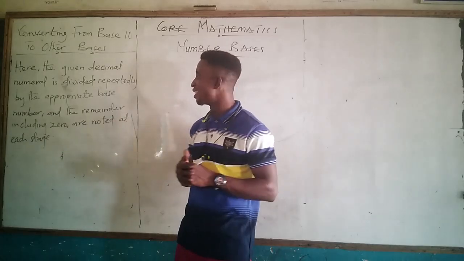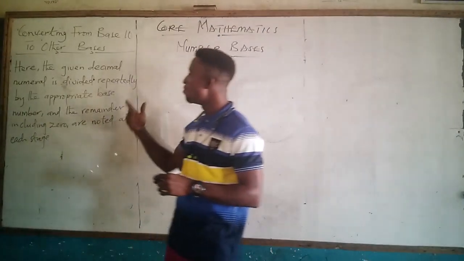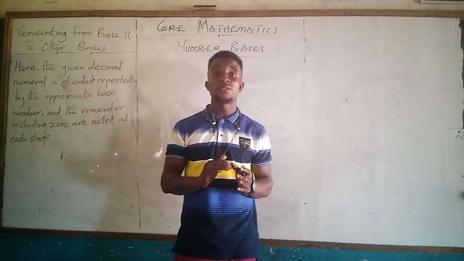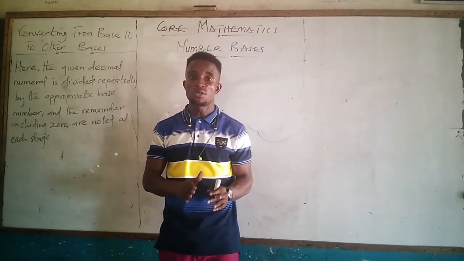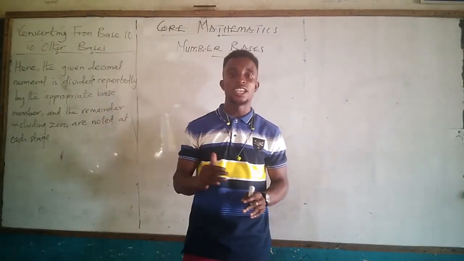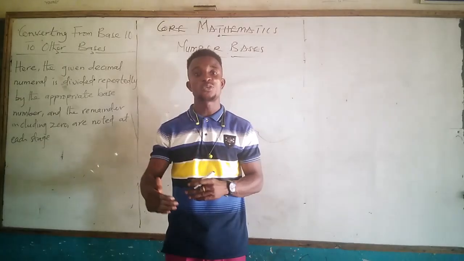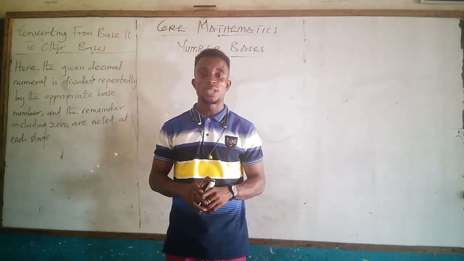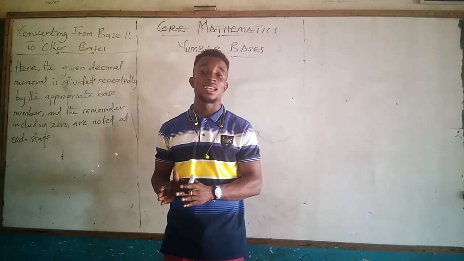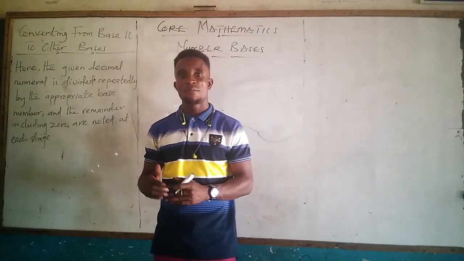Please, are we getting that? And the remainder, including 0, is noted at each stage. Even if we have 0 as a remainder, we include that one too. At every stage, we note that remainder, and we are going to be using the remainders as our answer.